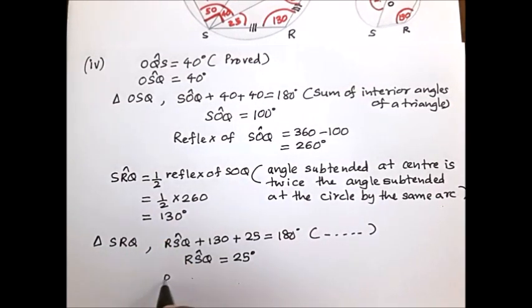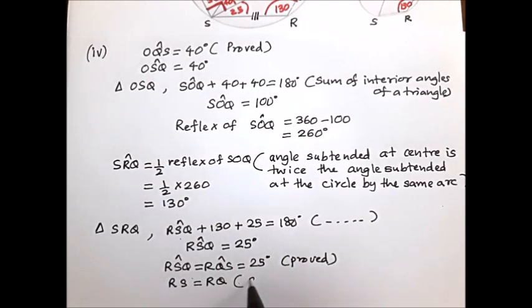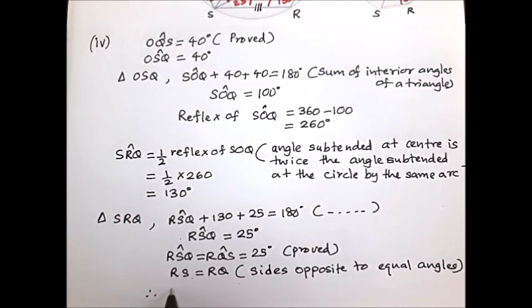Then RSQ equal to RQS equal to 25. Proved above. If two angles are equal, we can say opposite sides are equal. RS equal to RQ. Write the reason. Sides opposite to equal angle. If two sides are equal, we can say it is an isosceles triangle. RSQ is an isosceles triangle.